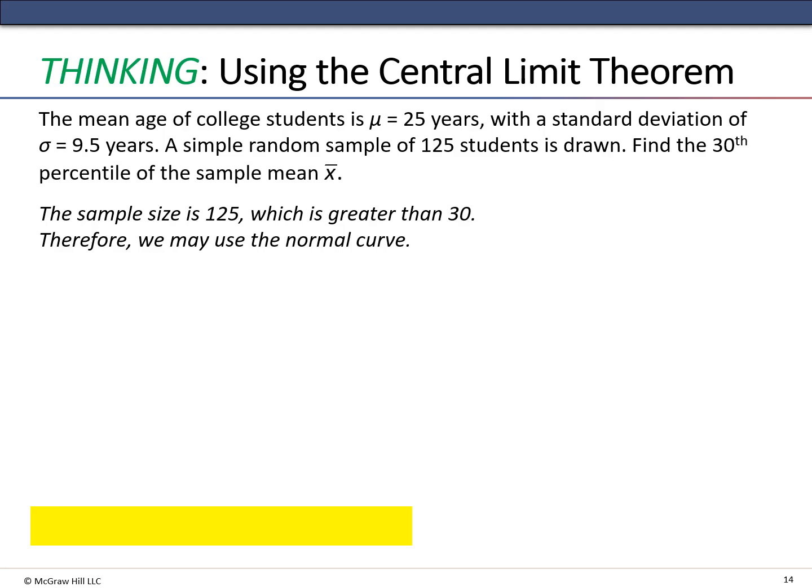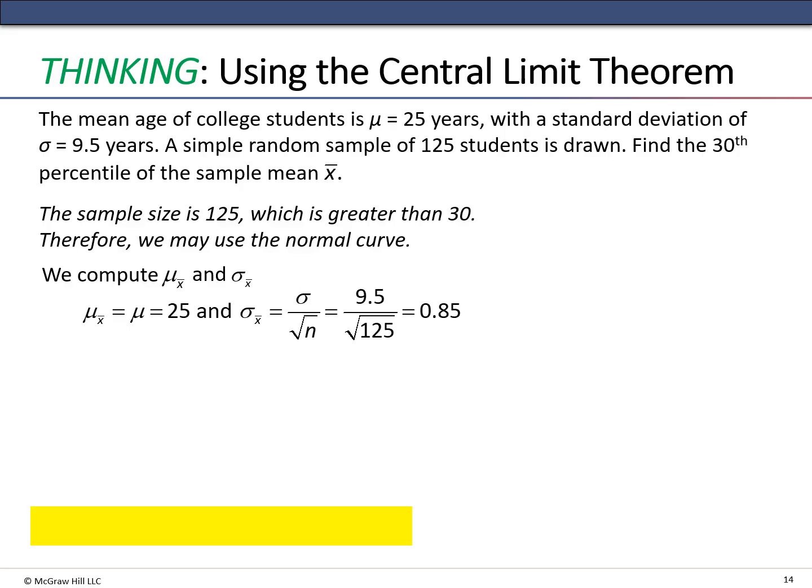The mean age of college students, mu, is 25 years with a standard deviation of 9.5 years. A random sample of 125 students is drawn. So this is the same pool that we looked at before. Again, another sample. In this case, we want to find the 30th percentile of the sample mean. Can you remember how to do that? Again, using table A2 of the z-scores. Okay. Hit pause and see if you can do this.